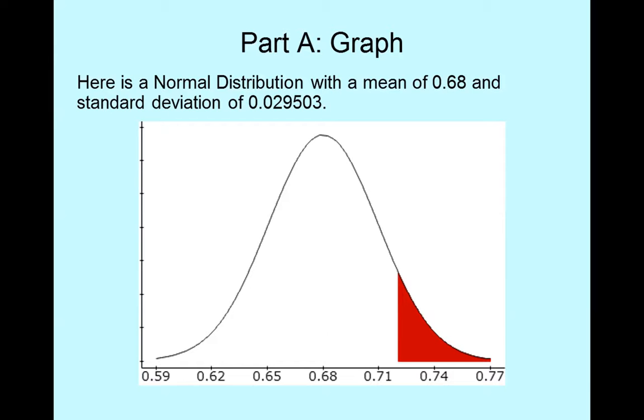Here's a normal distribution graph with a mean of 0.68 and a standard deviation of 0.029503. It's a sketch, and what they did was round the standard deviation off to about 0.03. So you can see the mean is at 0.68 in the middle, and then it steps off by about 0.03 for each indication that's marked on the horizontal axis. Notice also the right edge is the part that we're going to be interested in, based on the 180 out of 250 sample.